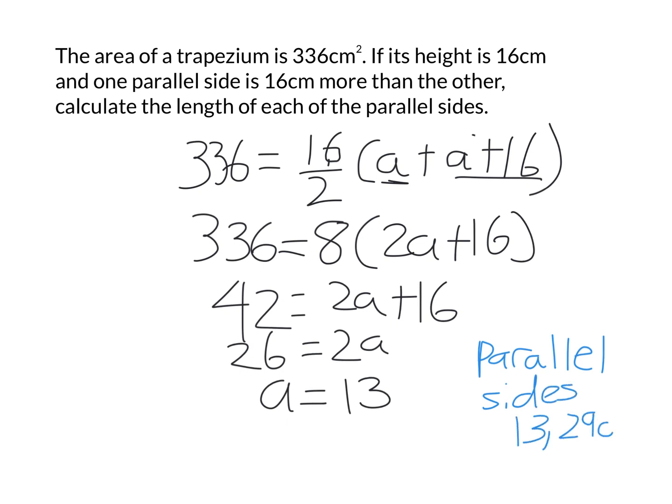Of course, both will be in centimeters. So why is that? 16 over 2 multiplied by 13 plus 29. 16 over 2 times 42 gives 336. So follow a similar process whenever you're finding a side length. Write the formula, substitute in everything you know, and then rearrange to find the unknown side.